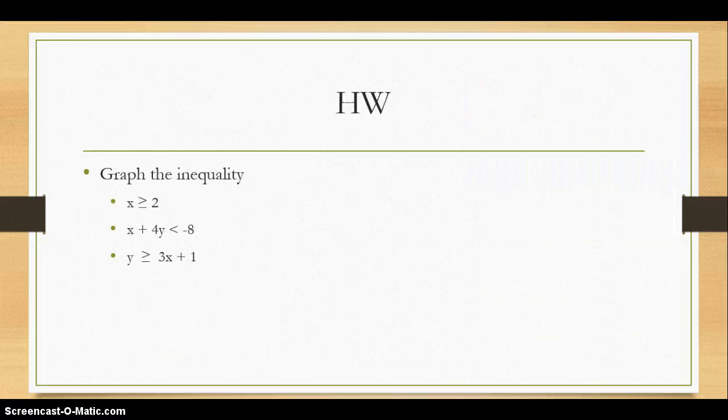Okay, here's your homework. Graph the inequalities. Make a separate coordinate plane for each one of these. Make sure it's in y equals mx plus b form first before you draw that boundary line. Look at the problem to see whether it should be a solid boundary line or a dashed one, and then choose a point to see whether you should shade on that point's side or on the opposite side of that boundary line.